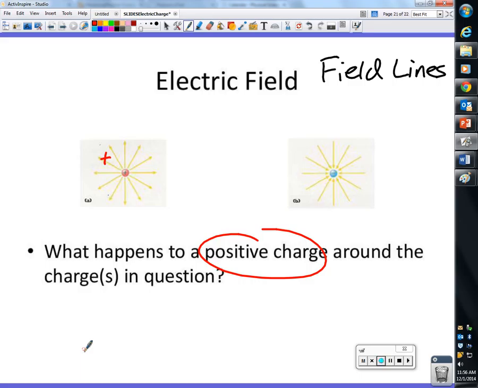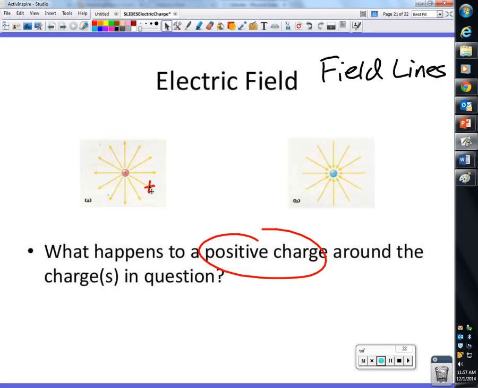Red represents a positively charged object. What do we know that positive charges will do to other positive charges? They repel. Meaning that if I take this positive charge here and bring it close to this one, it pushes away. That's the arrow that points away from this red charge. It repels other positive charges.